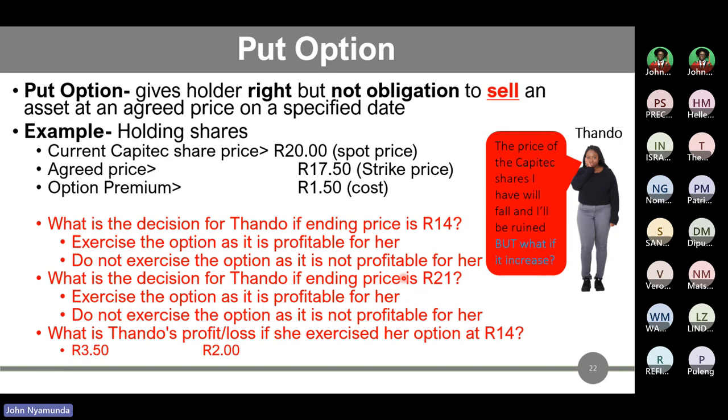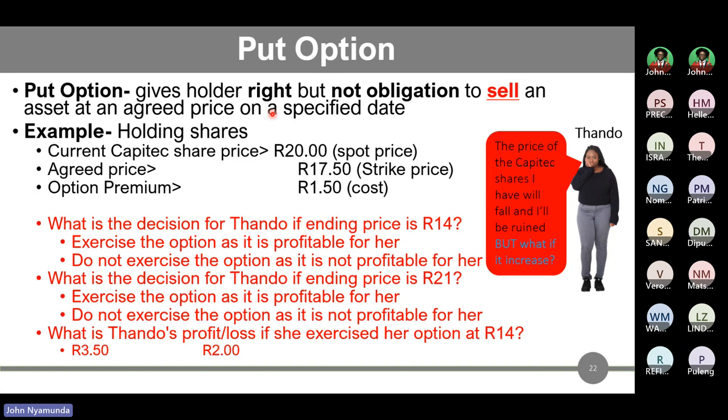Now when we're talking options, there are two types of options: the put option and the call option. So I'll jump straight into what we call a put option. A put option gives the holder the right, but not the obligation, to sell an asset at an agreed price on a specific date. There are also two types of options: European options and American options. European options you can only exercise at maturity. American options you can exercise at any time. Most of the time when we do these options, we are doing European options, because at least we can know definitely the strike price and the maturity date.